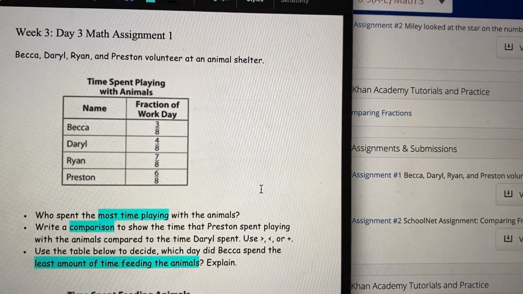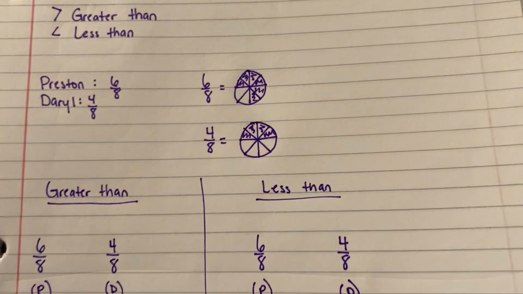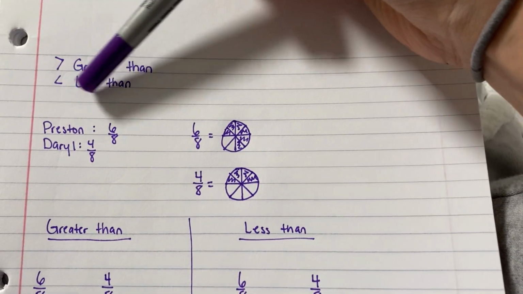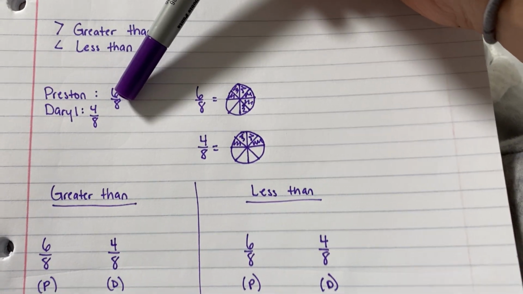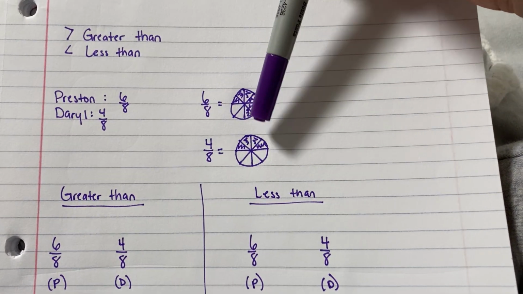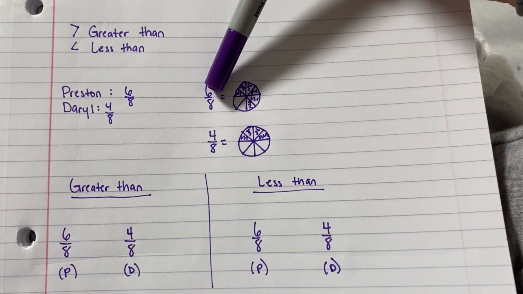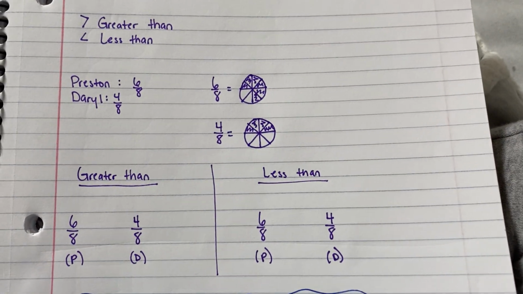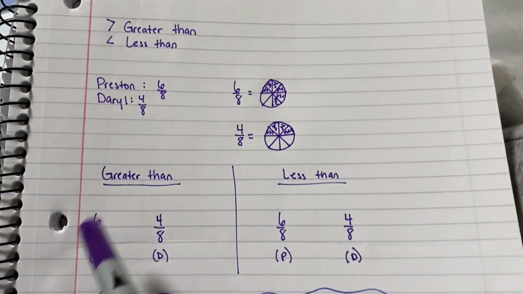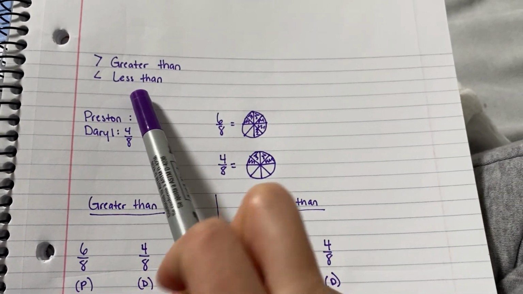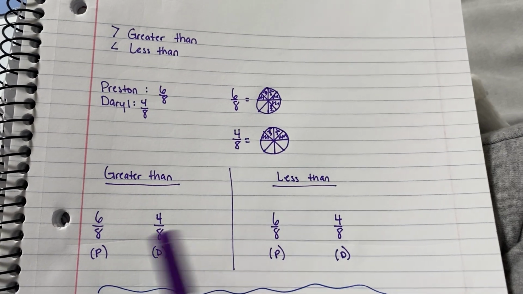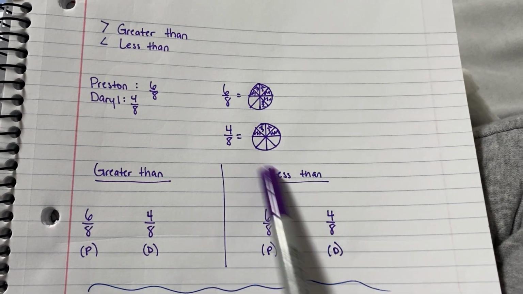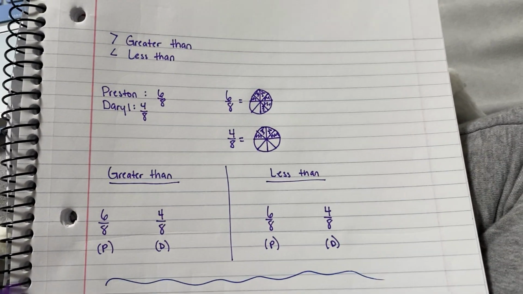But I wrote some notes here for you guys. If you want to write it like this, this is how I organized it. So I have up here my greater than and my less than. So I did Preston has 6/8, Daryl has 4/8, and I even drew a picture. So here is 6/8 and here is 4/8. Right off the bat, which one can you see is greater than? So show me with the sign here, greater than, and I want you to show me with the sign here which one is less than. And I put P for Preston, D for Daryl, P for Preston, D for Daryl. So if you guys can do that, that would be great. If you can line it up just like that.